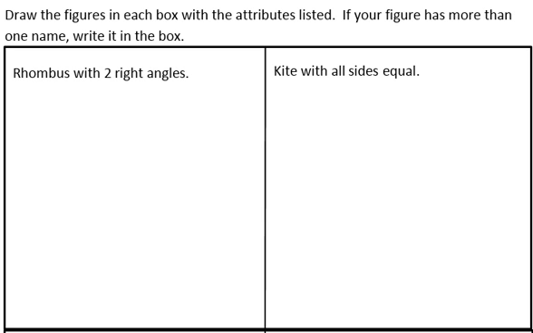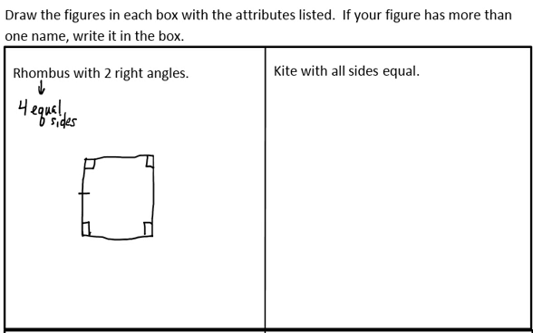So the first box says we are to draw a rhombus with 2 right angles. As a reminder, a rhombus is a shape that has 4 equal sides. So I need to draw a rhombus, and I need to make sure that it has at least 2 right angles. So I'm going to draw my shape. I'm going to make all 4 sides the same length, and you can see that I have at least 2 right angles. In fact, I have 4 right angles.